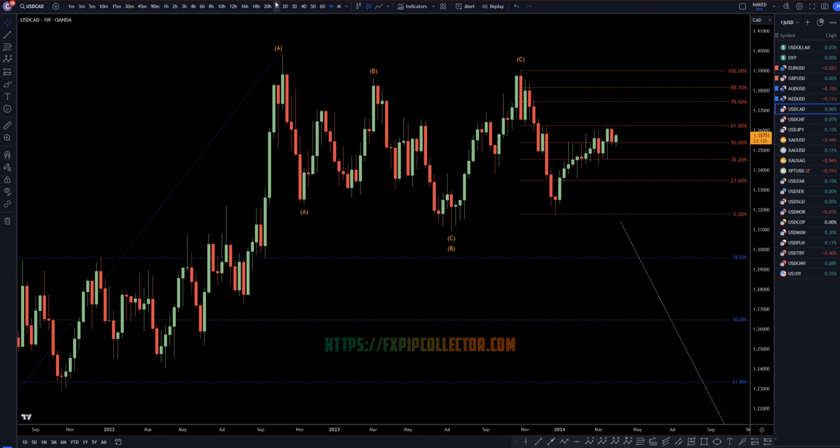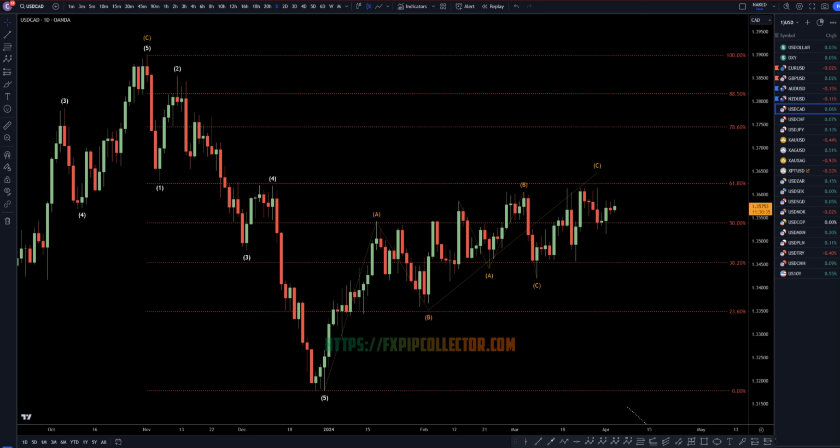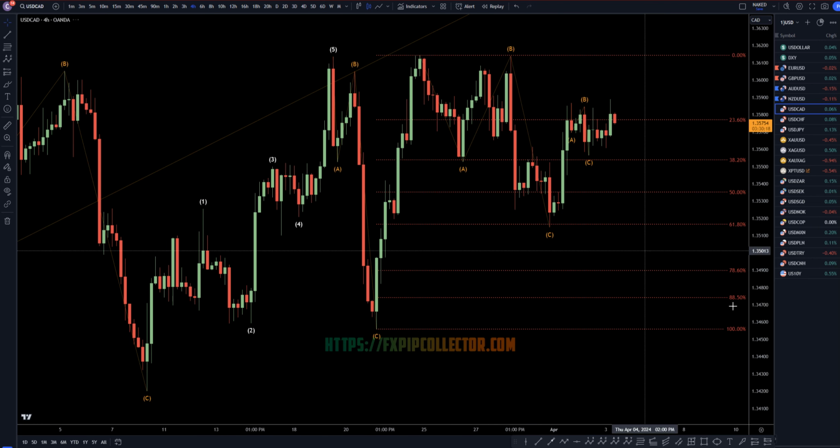Taking it down even more to the daily time frame. On the daily time frame, very, very sideways, but we still haven't hit that 61% that I keep looking at. I still think it is going to go up maybe to the 61, possibly even further to the 78.6 before we actually do get this push to the downside.